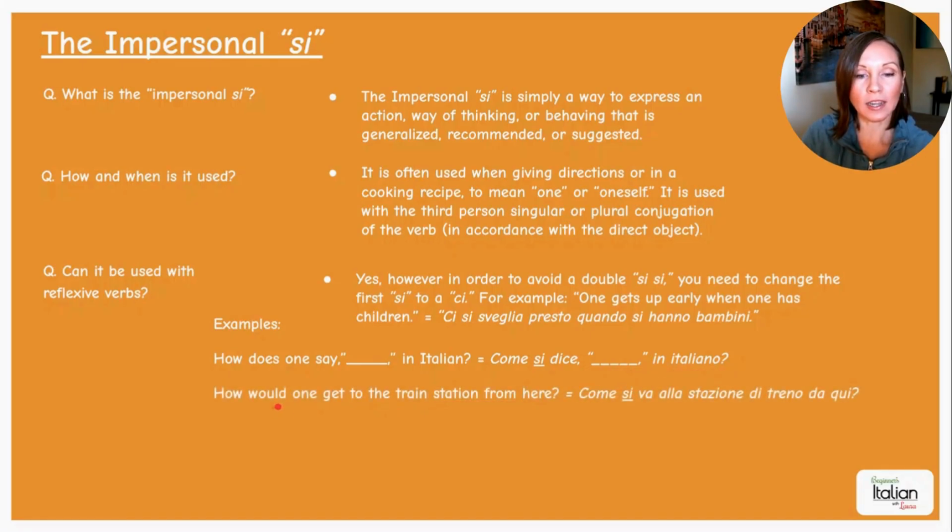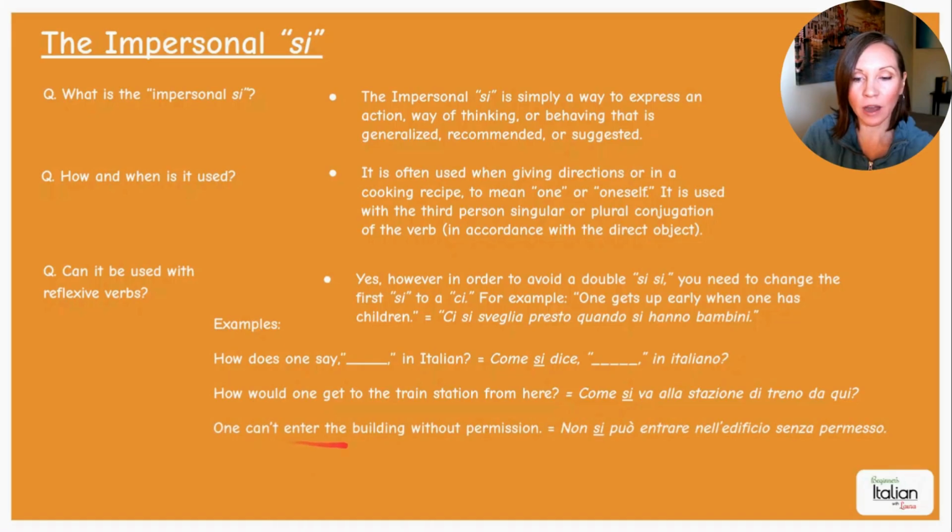How would one get to the train station from here? Come si va alla stazione di treno da qui? Again, we have the si, va. This is the third person singular, va, and then we're just using the impersonal si, placed directly before the conjugated verb.